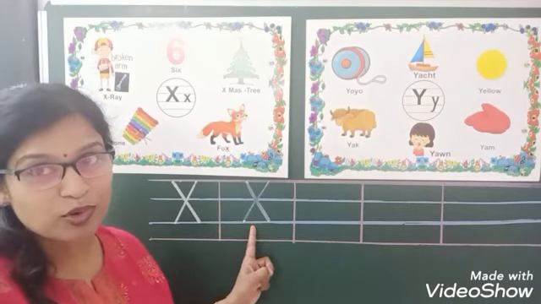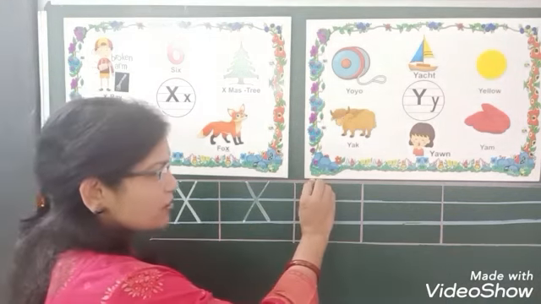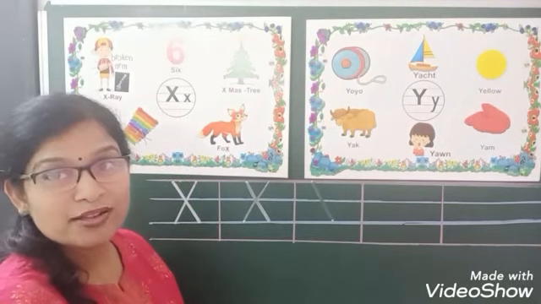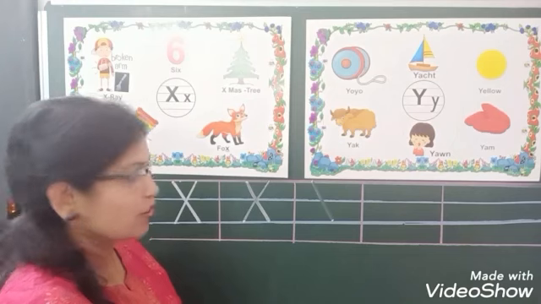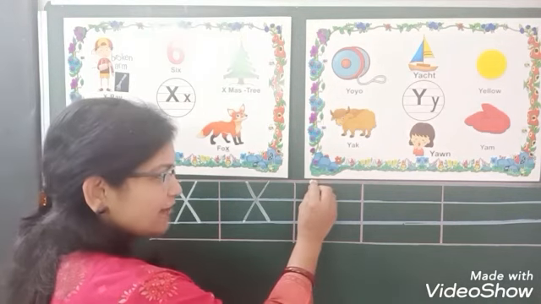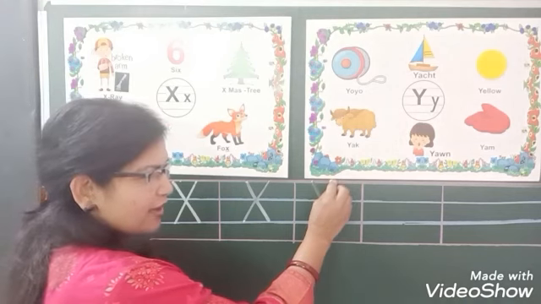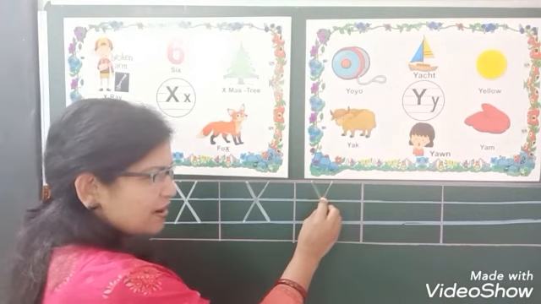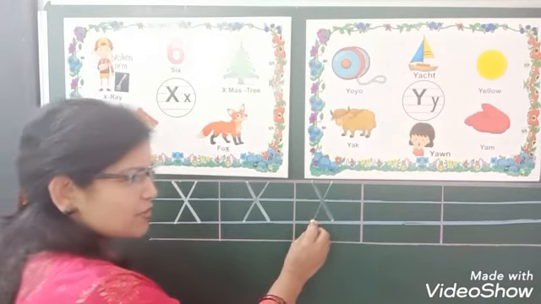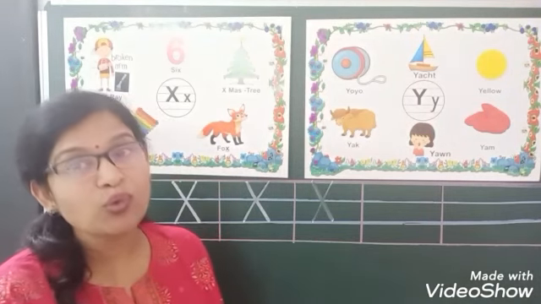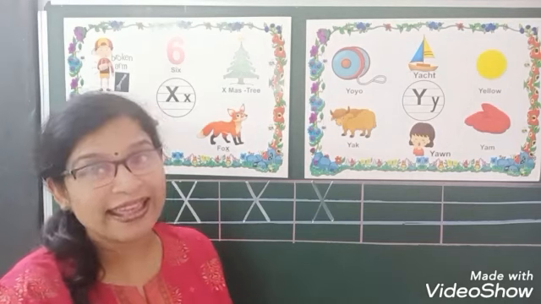Watch it one more time. Pencil on the red line. Make a slanting line to your right hand side. Okay? Then keep pencil there and move a bit far. Pencil on the red line. Make a slanting line. Come till the first blue line and come down till the second blue line. This is how you are going to write letter X.